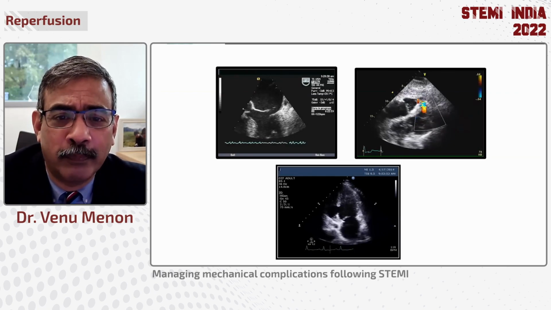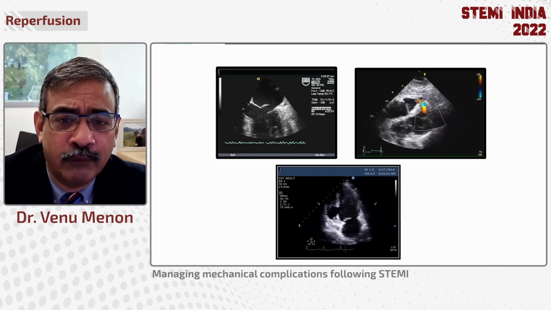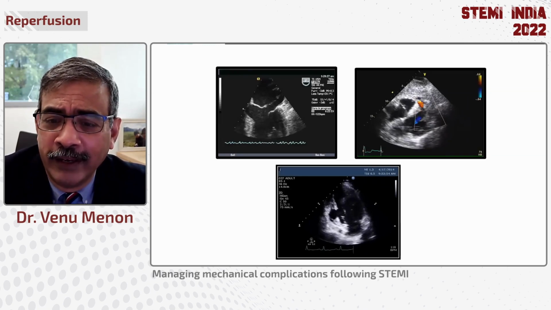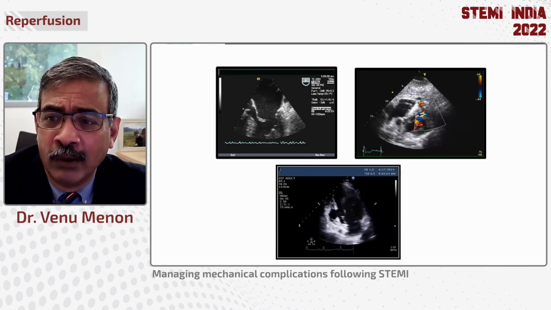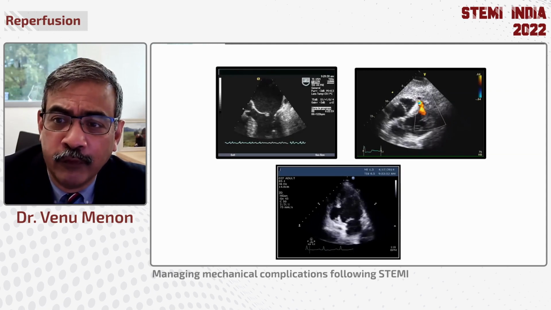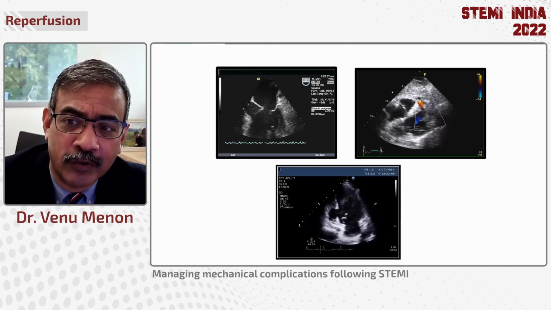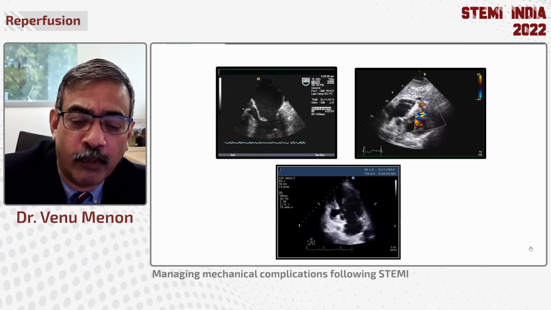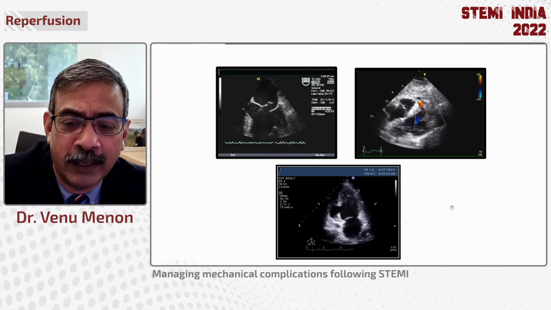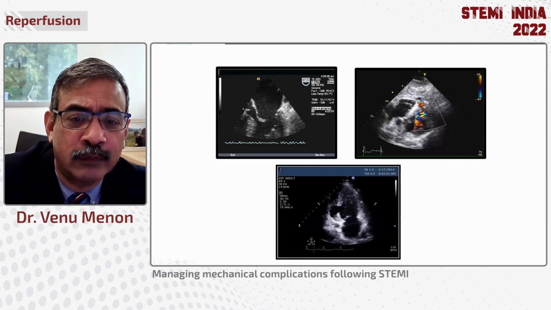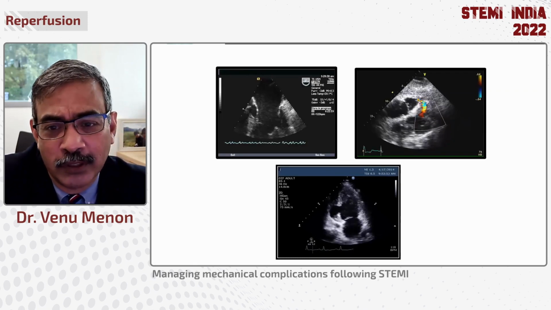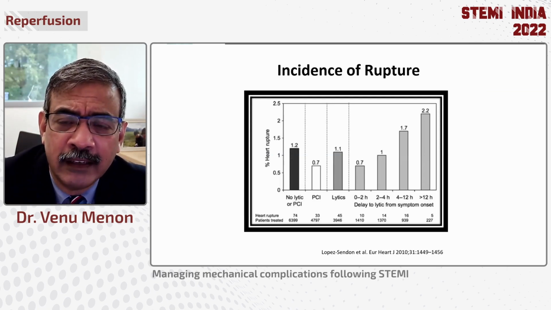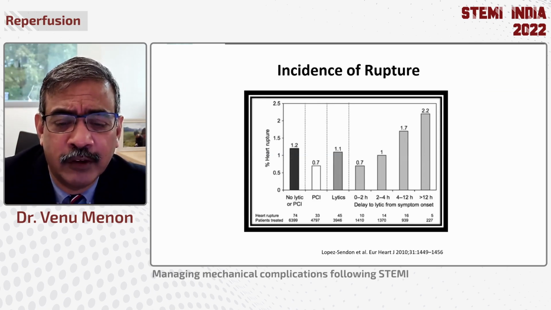You can see on the top left, a papillary muscle head floating in the left atrium from a papillary muscle rupture. On the right, a ventricular septal rupture from a right coronary infarct between the non-infarcted RCA zone and the hyperkinetic LAD zone. And then in the bottom, a pseudoaneurysm in the inferior wall in the setting of a small myocardial infarction. The good thing about this complication is that the incidence of rupture has decreased.